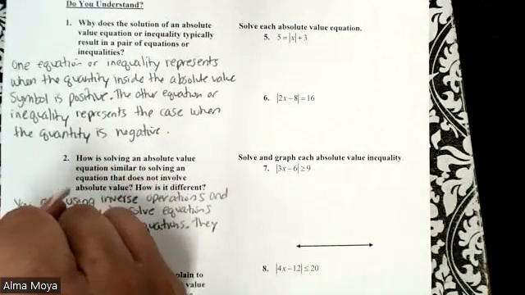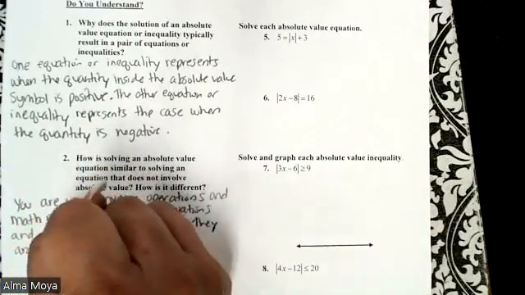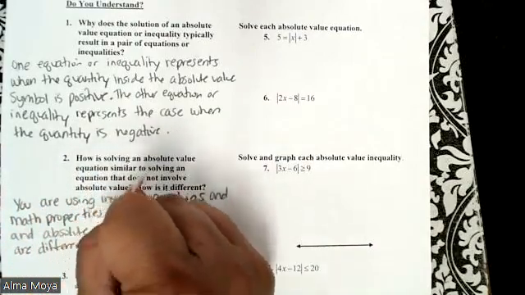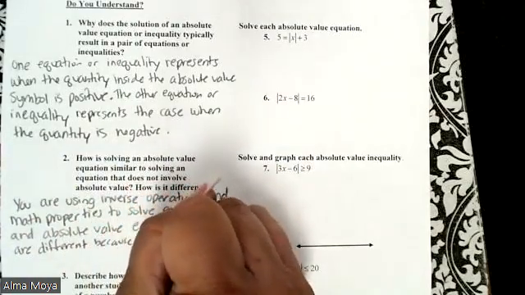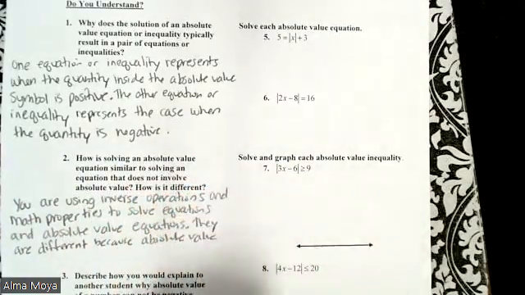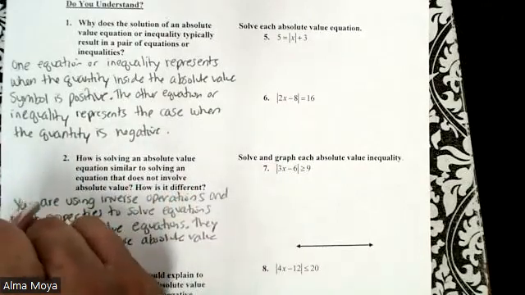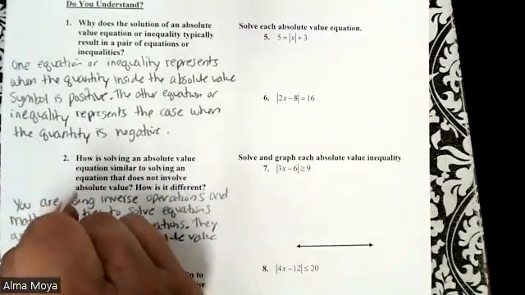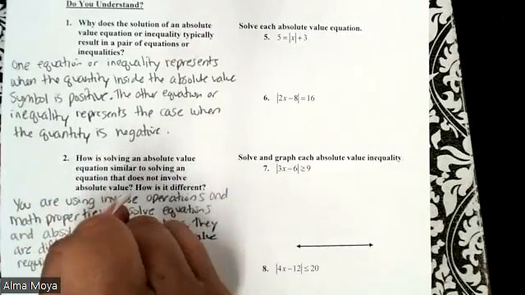They are different because absolute value requires two equations to solve.